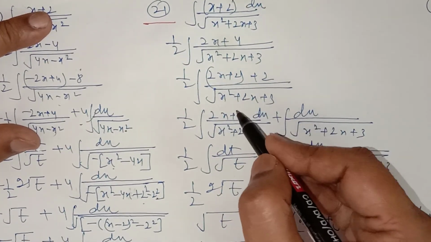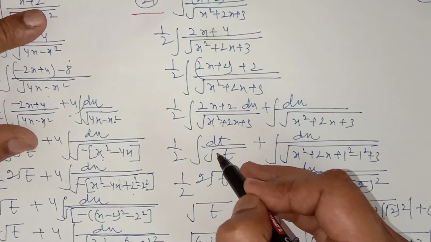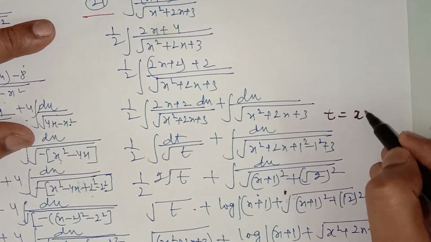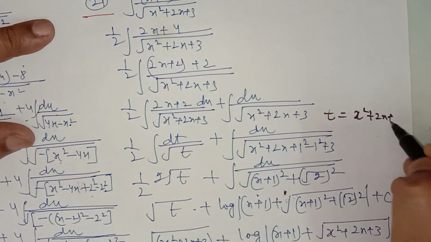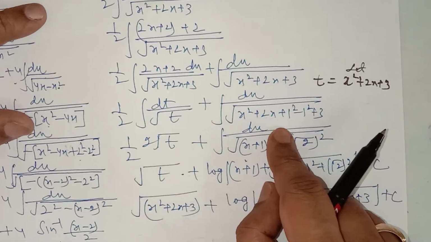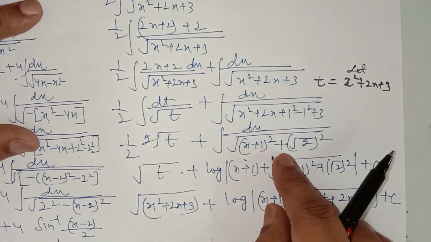This will be cancelled out. It will be equal to dt upon t. You have to write t, which is equal to x square plus 2x plus 3, here. And you have to make it a perfect square and it will become a special integral. You know how to make a perfect square.